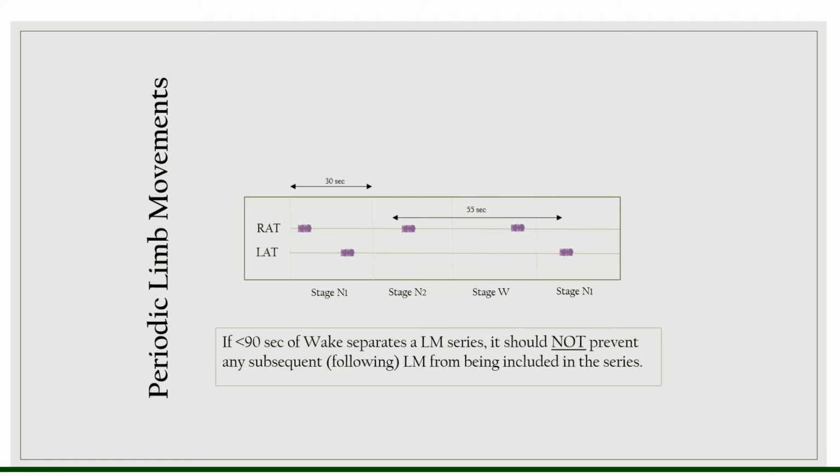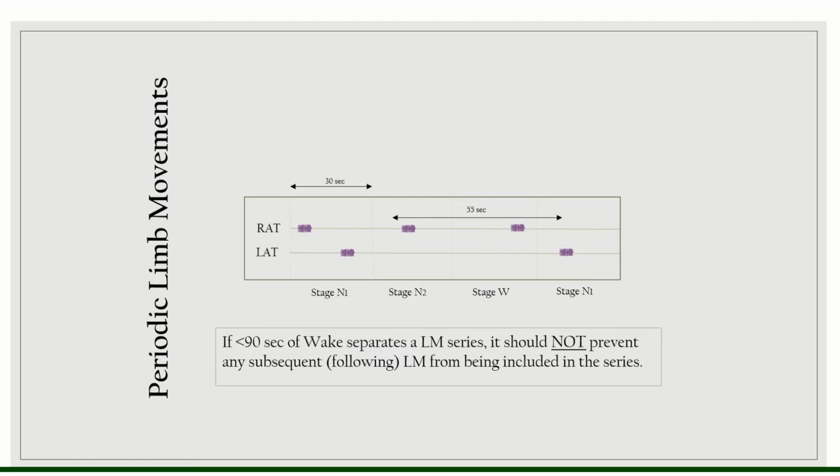Even though it appears to be 5, we cannot score leg movements in wake. Okay, we do not score leg movements while the patient is awake. But our rule just told us that even if wake separates, if it's less than 90 seconds of wake that separates our leg movement series, then anything after that is still not going to stop that from being included in the series. Okay, so we know that our series could be between 5 to 90 seconds long, okay, in order to have a series.